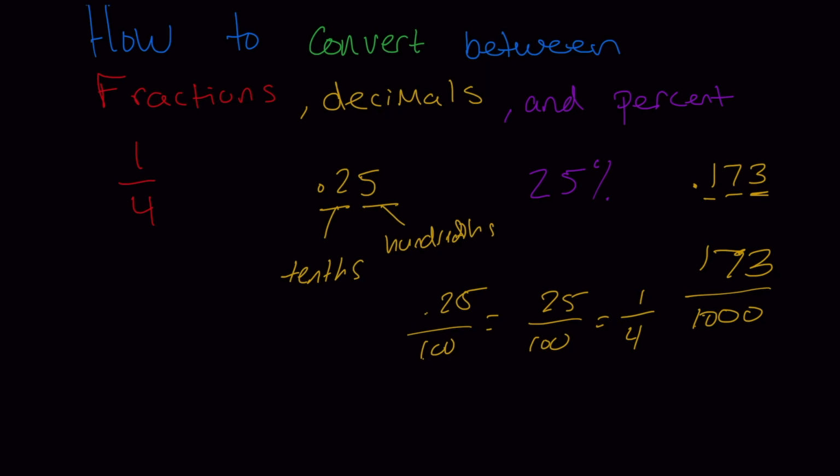So we really just have to recognize what place our last decimal value is and then put it over 10, 100, 1,000, 10,000, whatever decimal place it is in. And that is how we convert between fractions, decimals, and percents.